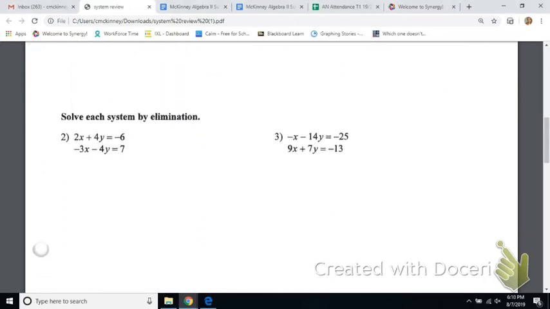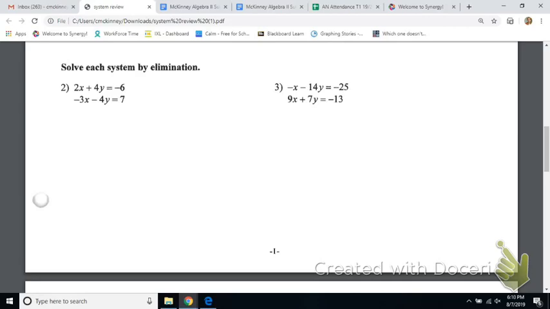Okay, number 2 and 3 are solving by elimination. We did, oh gosh, probably altogether about 40 problems of elimination on Tuesday and Wednesday. So lots of elimination problems, some independently and some that we did on the board together. So hopefully this isn't completely new to you.